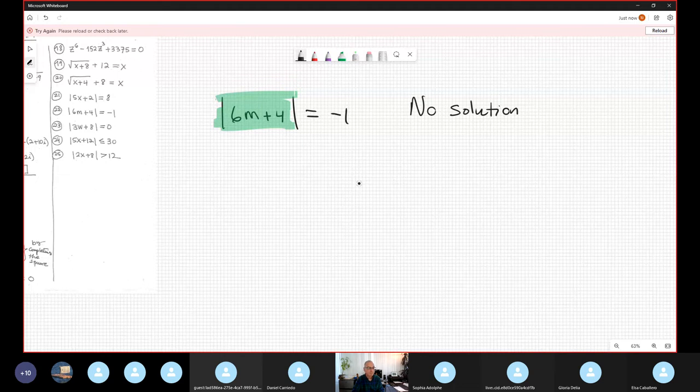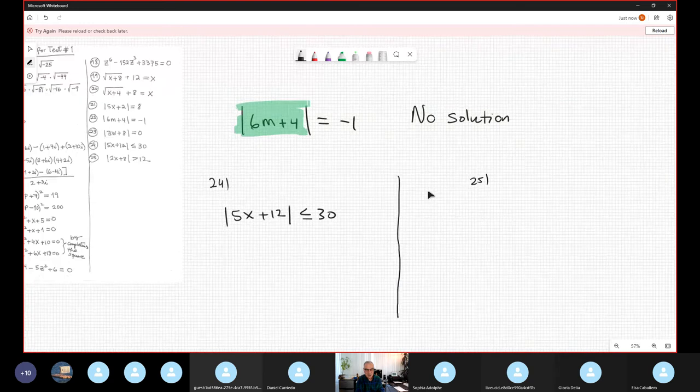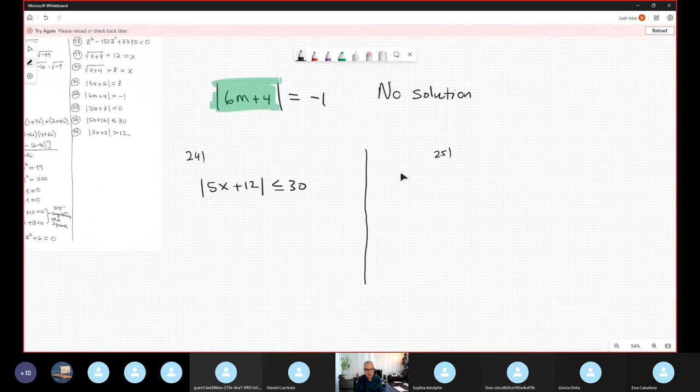Okay? Now let's go to the inequalities. Remember, inequality questions 24 and 25, and that's it. In 24, we have the absolute value of 5x plus 12 less than or equal to 30. Okay, please pay attention, this is the mistake in the test. The students don't understand how to solve this. And the second is absolute value of 2x plus 8 greater than 12.